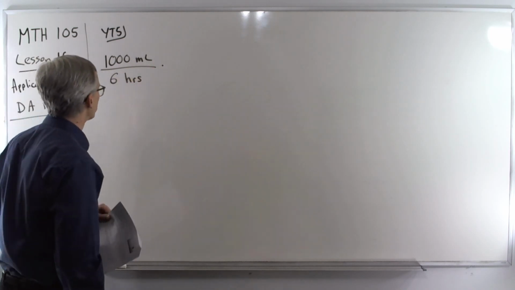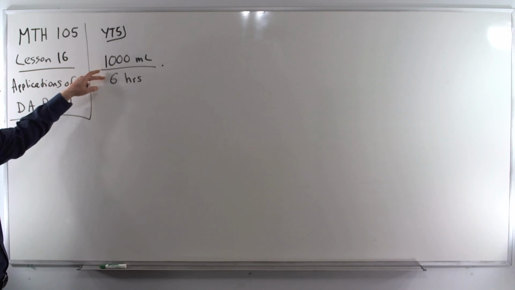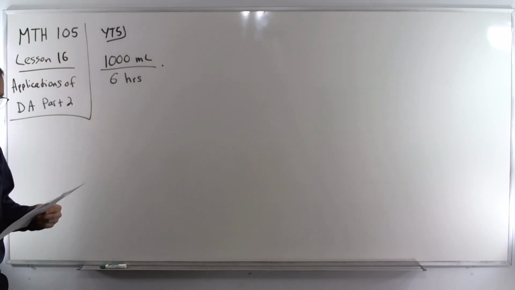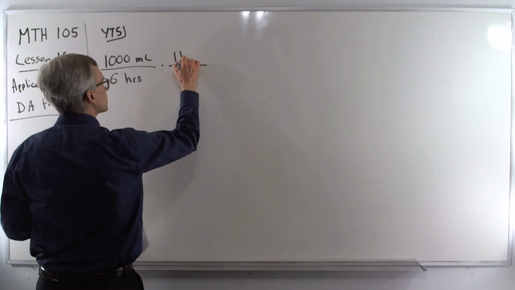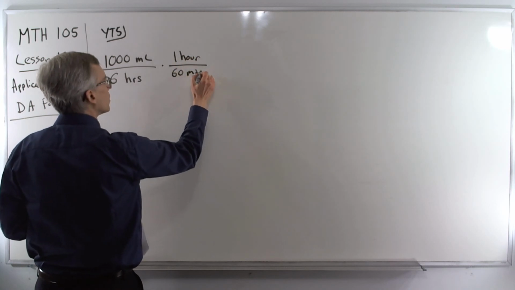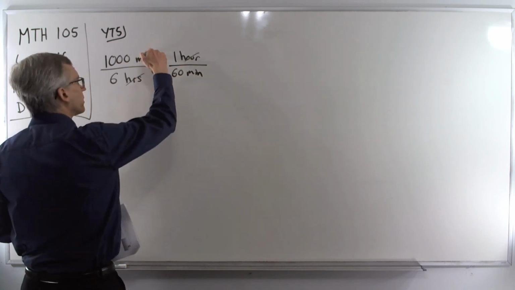So one rule of thumb with these dosage calculations is just start with whatever the doctor ordered. Doctor says 1,000 milliliters in 6 hours. Now we want the flow rate in GTT per minute, so we're going to have to change hours to minutes. All right, 1 hour, 60 minutes. Hours cancel. Now we're at milliliters per minute.